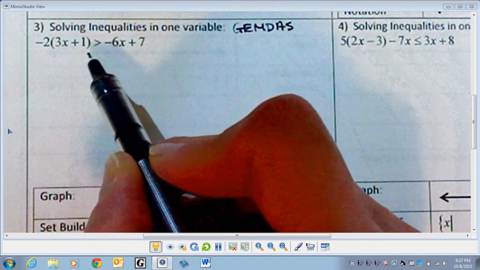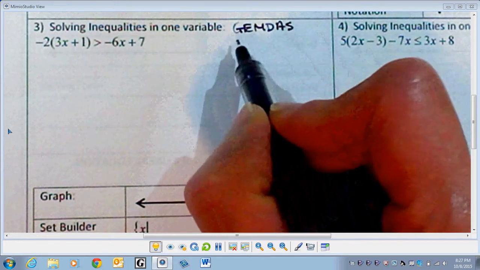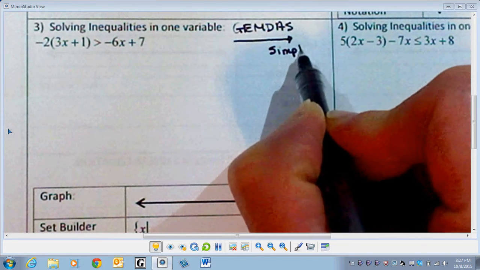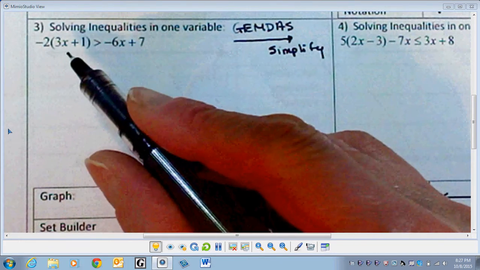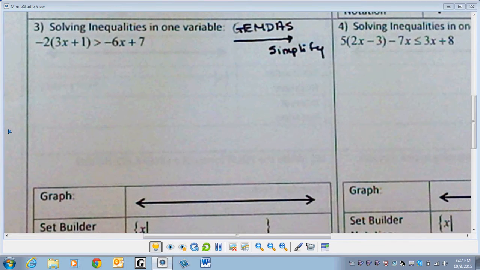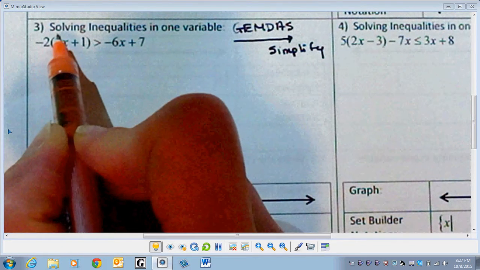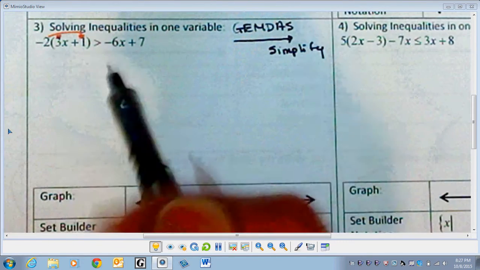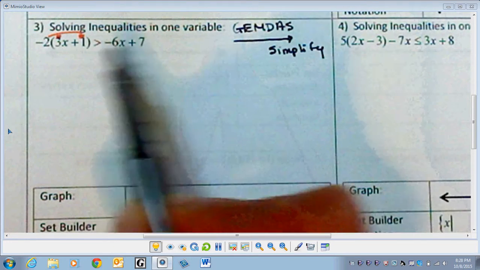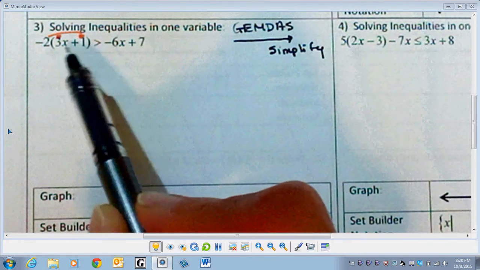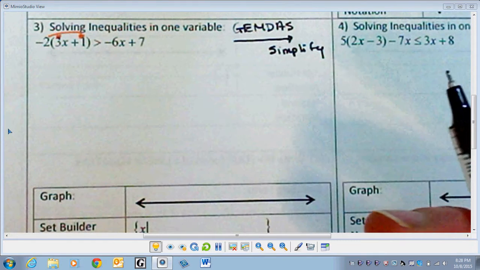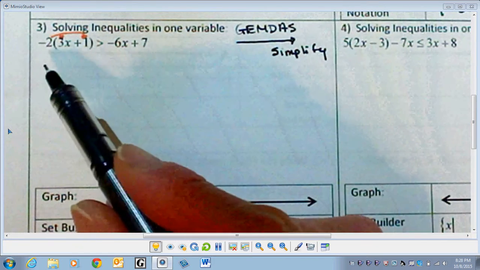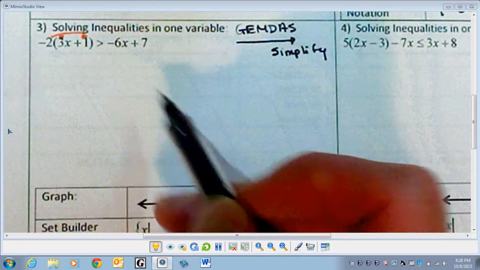And I've got stuff that needs to be cleaned up on the left. So that means I'm going to go in a normal direction, and I'm going to simplify the left side. So that means that this -2 is going to be distributed or multiplied into the parentheses. Because when I'm looking here, G means grouping. So I look inside my grouping and I cannot simplify 3x plus 1. That is what it is. There are no exponents, so the next thing is multiplying, and that's what's happening between the -2 and this parentheses.